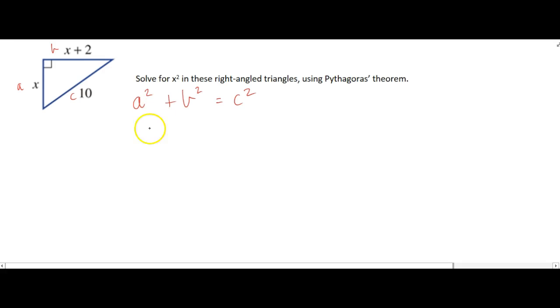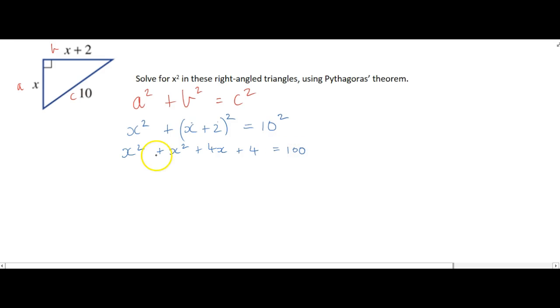Let's start putting these in. A squared is going to be x squared plus B squared. Now you have to square the whole thing because B is x plus 2. So we've got this equals 10 squared, which is just going to be 100. What we're going to have to do now is get it in factor form, so a couple of things have to happen first. We're going to expand the perfect square here. That squared plus that times 2, which is 4x, plus 2 squared, which is 4, equals 100.